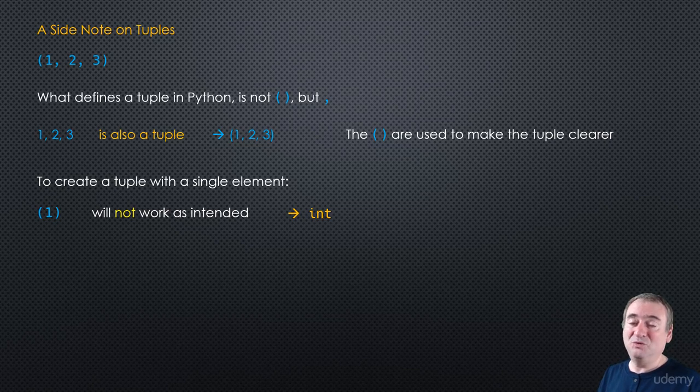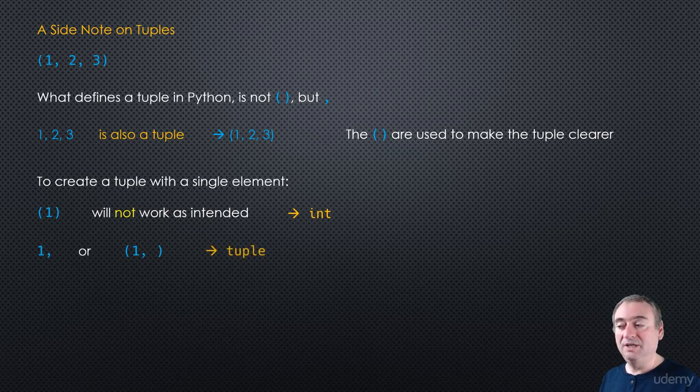Because you wouldn't be able to use your parentheses to group either arithmetic expressions or Boolean expressions. So instead, we have to write 1 comma, and that will create a tuple. And if you want, you can keep the parentheses, but you still have to add the comma. That's what indicates the tuple.